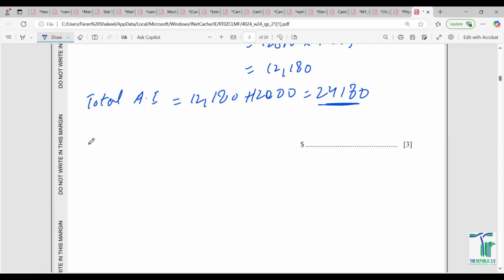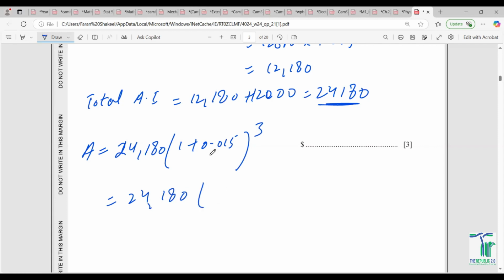So amount at the end of the 3 year would be the principal, that is 24,180, 1 plus interest वही रहेगा to the power of 3. So if you're going to calculate that out, you'll be having 1.015 to the power of 3, times 24,180. Total amount जो होगी 1.015 to the cube, और total amount आपके पास होगा 25,284 at the end of 4 years, right?